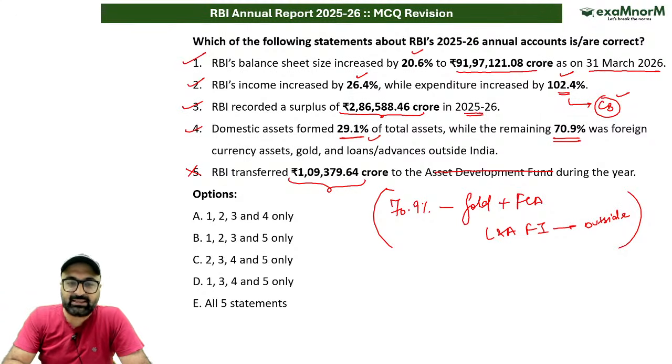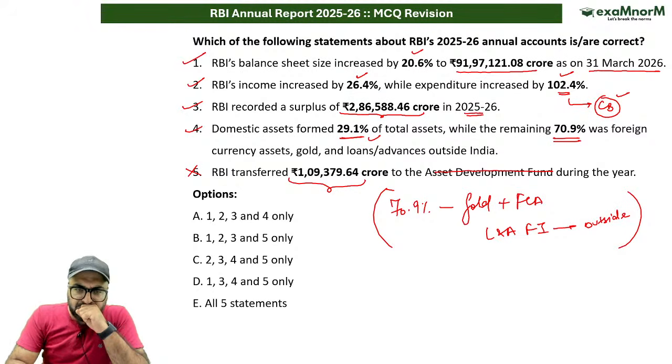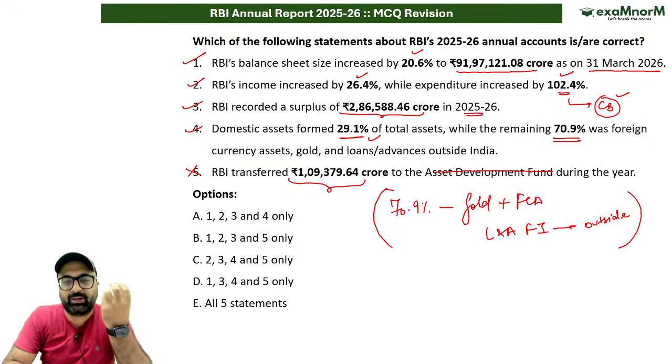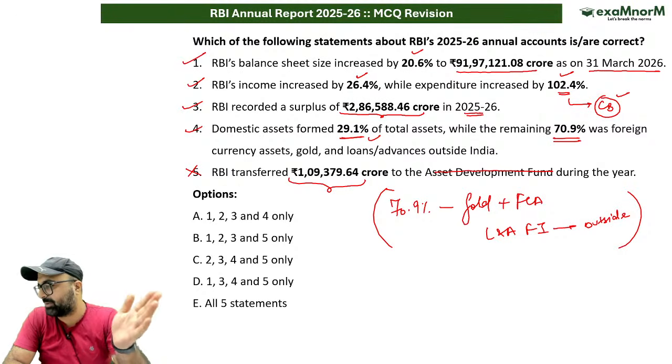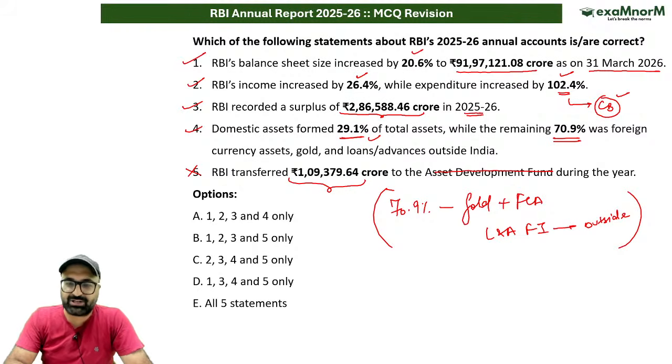Rather, 1,09,000 crore rupees has been transferred by RBI into the available realized equity, which includes capital, which includes the contingency buffer. And if I talk about this contingency buffer, this is right now 6.5% of the RBI's balance sheet size.